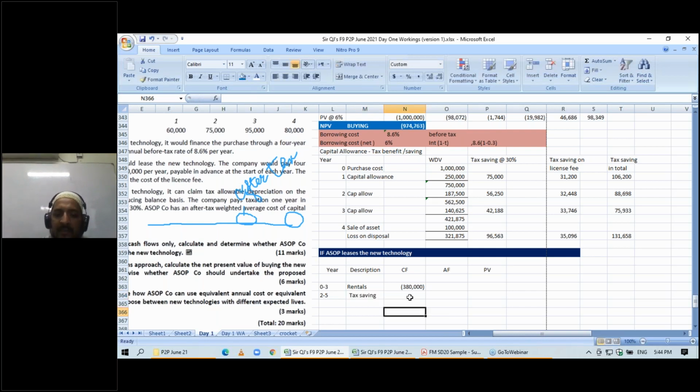Let me repeat again. The tax saving amount is 380,000 multiplied by 30%. So if you pay 380,000 in rentals to the leasing company, 380,000 will be deductible from the taxable income, and your taxable income is reduced by 380,000 in year 1, as you have made the payment of 380,000 in year 1, and you will be saving 114,000. The saving occurs in year 2, because if you deduct it from year 1's taxable income, the payments are in arrears, so you will be saving in year 2. So the tax saving amount will be 114,000, which is taken as positive.